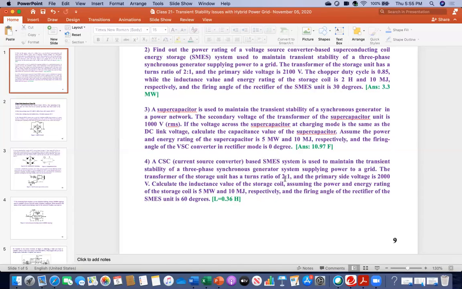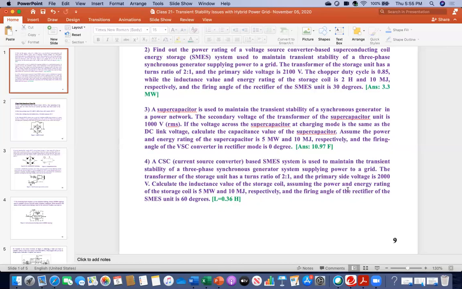So we need to use half L i square, right? E is equal to half L i square, that equation. Yes. But then you have to find out the current. First you are getting the voltage from that VDC equation. First you are able to get the voltage. And then how to get the current?